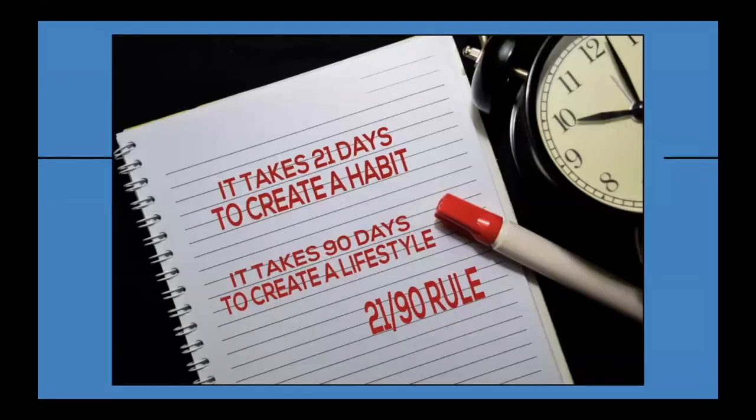For you to get started, we want to create a habit. To do that, it'll take 21 days. So if you start slow, the 21 days will go by pretty quickly and easily. Then it'll take 90 days to create a lifestyle. That's what our ultimate goal is: to create a lifestyle.